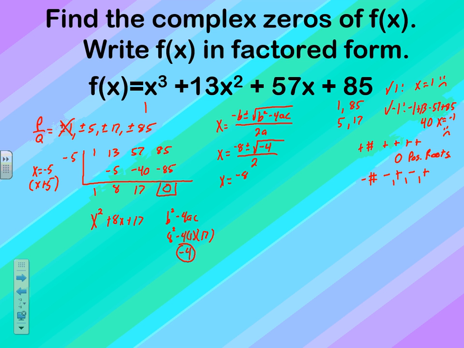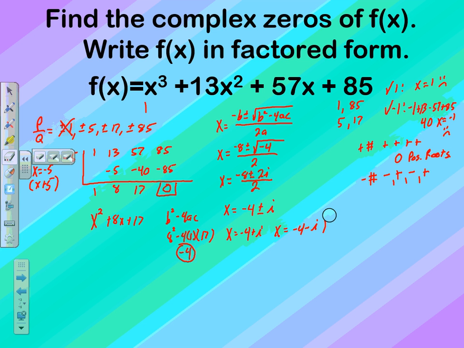So negative 8 plus or minus 2i over 2 will simplify to negative 4 plus or minus i. So the remaining factors that we have are x equals negative 4 plus i, and x equals negative 4 minus i. So we know the three roots: negative 5, negative 4 plus i, and negative 4 minus i.